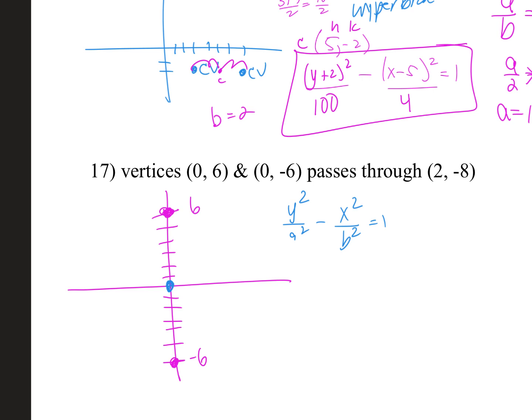Now, they did not give me equations of asymptotes. They didn't give me foci. They gave me this random point that your hyperbola passes through. They gave you an x and a y. Go ahead and solve. We know what our a value is. How far is it from your center to your vertex? Your a value is plus or minus 6.